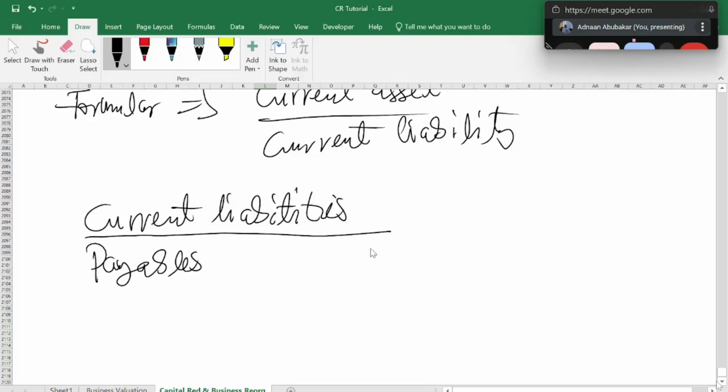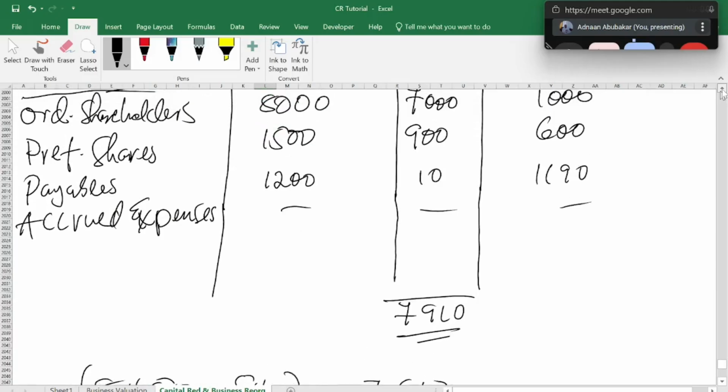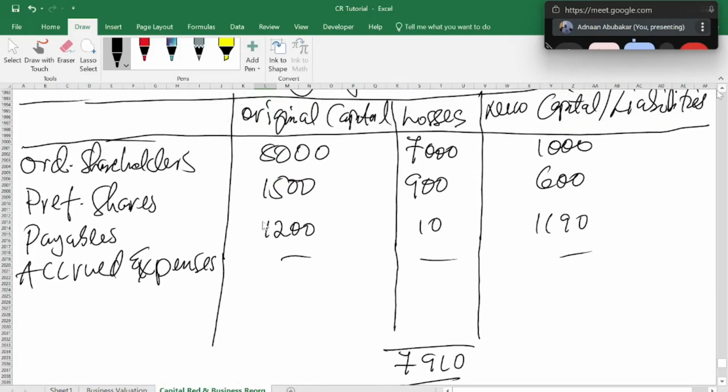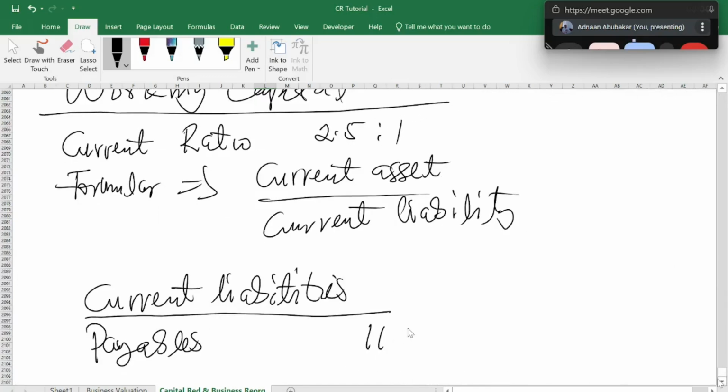Payables is 1,200? No, no, no. Here, you look at it from here. What is your current liability, payables, after you've shared the losses? After the losses, it's not 1,200 anymore. You understand? So that's where you pick it from. Your payables, you gather, so it's 1,190.